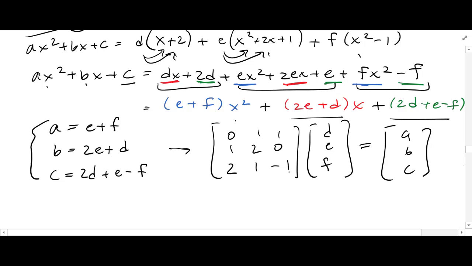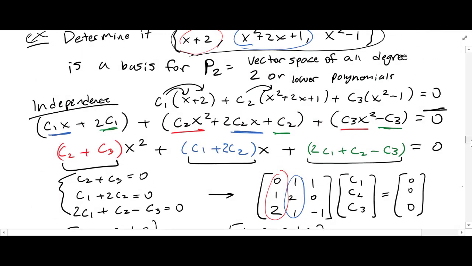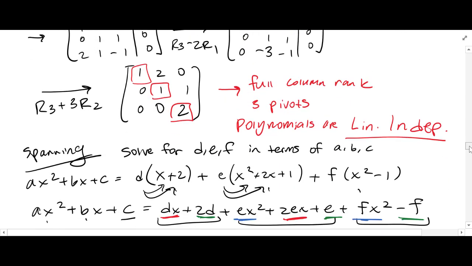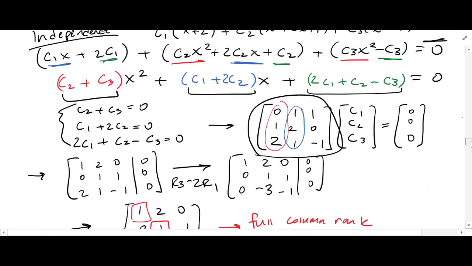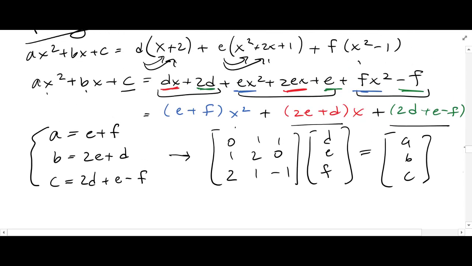So if we compare that matrix to the matrix we found earlier, yeah, this matrix here, it's the same matrix: 0, 1, 1 in the first row, 1, 2, 0 on the second row, and then 2, 1, negative 1 on the third row. So it's the same matrix as before, but now the only difference is that we have A, B, C on the right-hand side. It's not just 0, 0, 0. But we already determined that this matrix is full column rank. And since it's a square matrix with full column rank, that means it's invertible. So in order to solve for D, E, and F, this matrix is invertible.